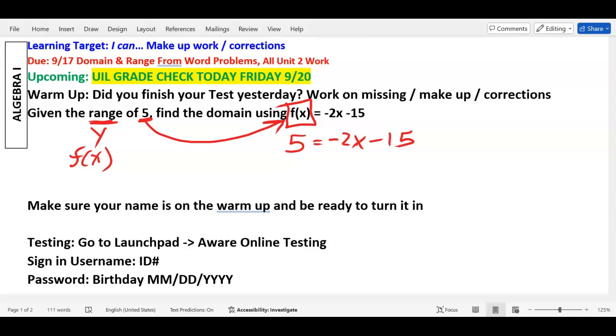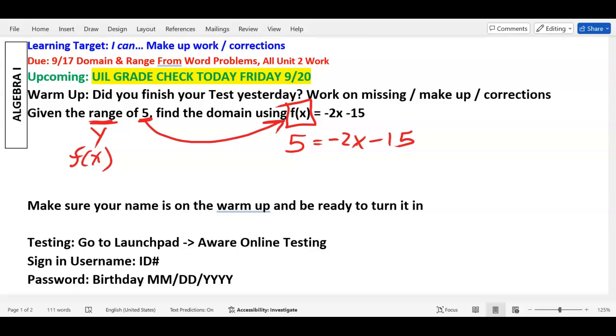So that's different than when they give us the domain. When they give us the domain, that's when we plug in for x. Make sure you're looking up here, everybody. But make sure it's right. That doesn't look right. So look up here. So 5 is on the left side.